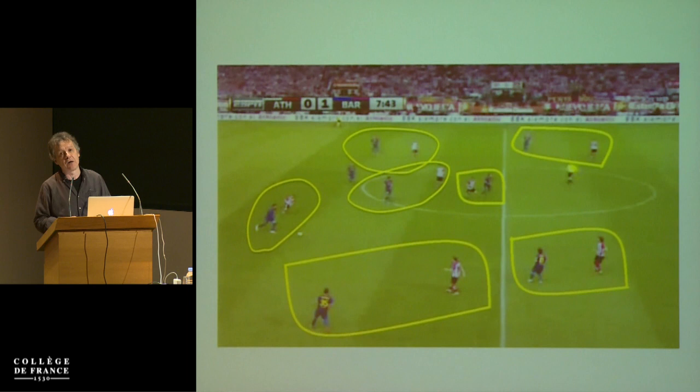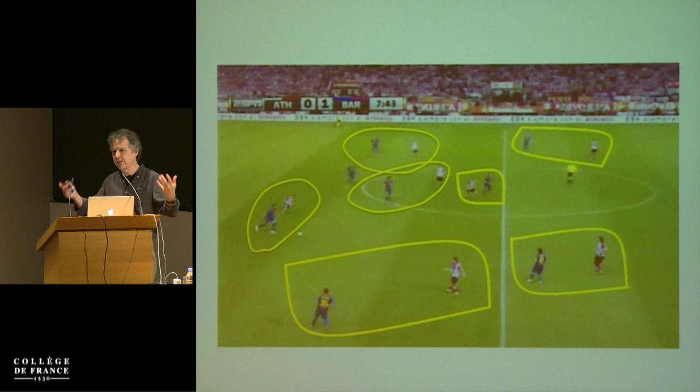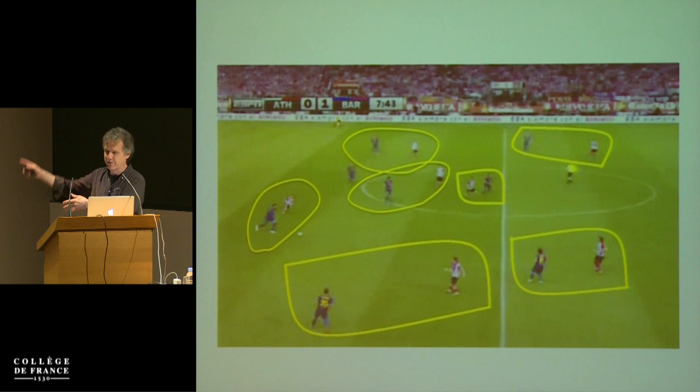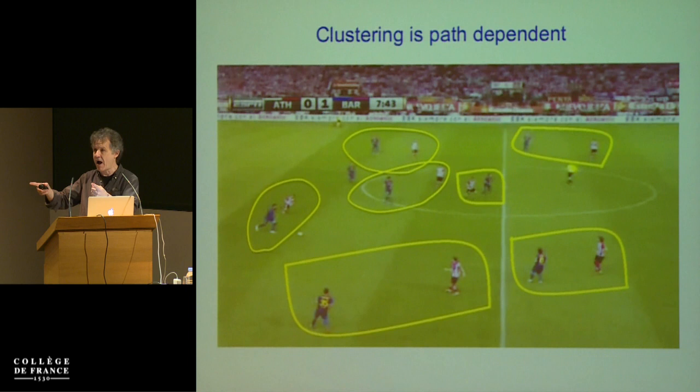In fact, the commentaries and newspapers the next day will say this team lost because, well, they won't put it that way, but because their renormalization was wrong. The guy was marking the wrong player; he should have been on this player, not that player, and so on and so forth. So first of all, this clustering is not path independent. It's not even the case that you give me the graph and I'll cluster it. No. It's very important to know the path.